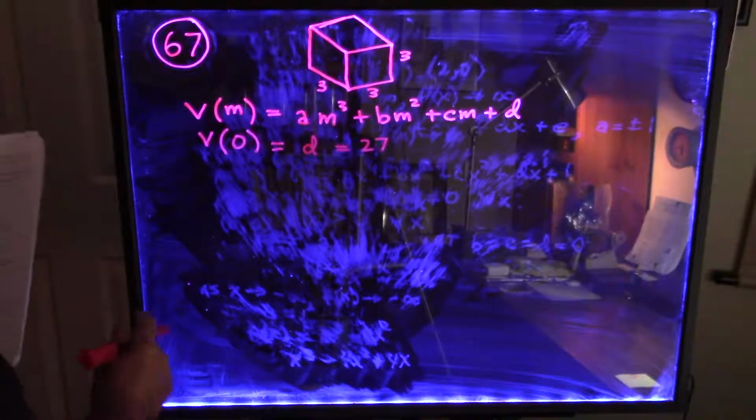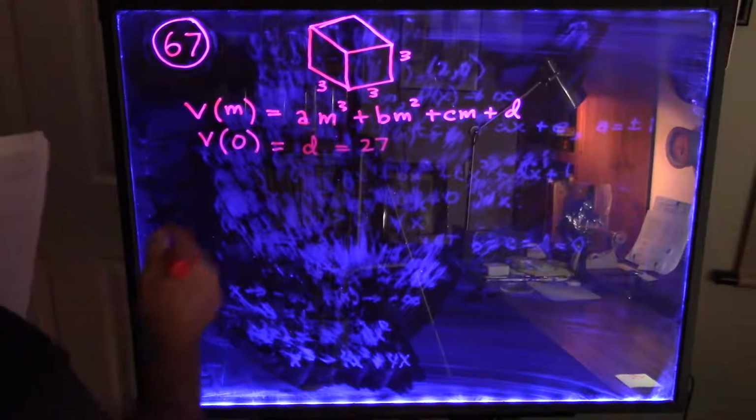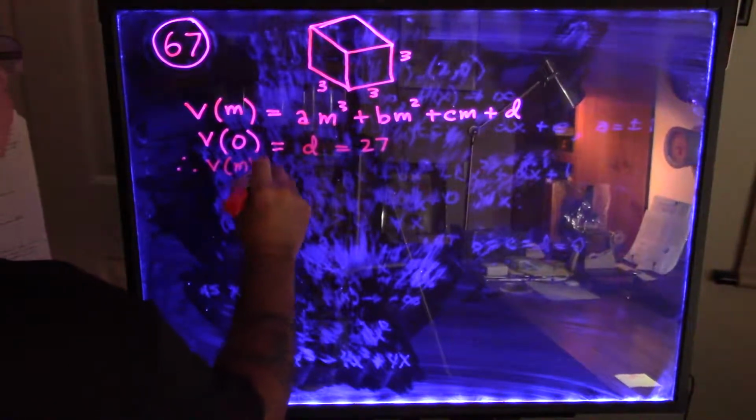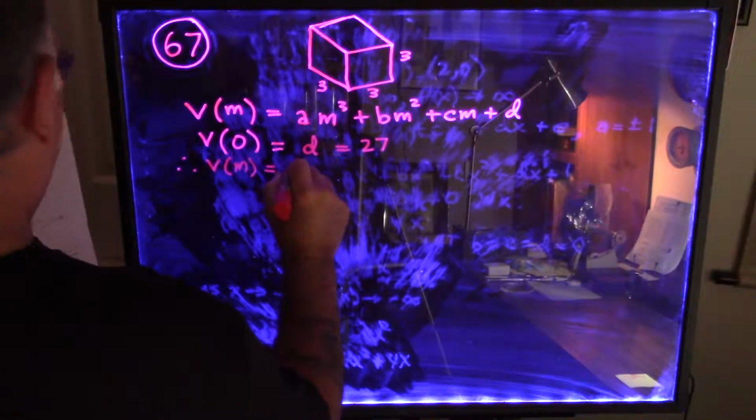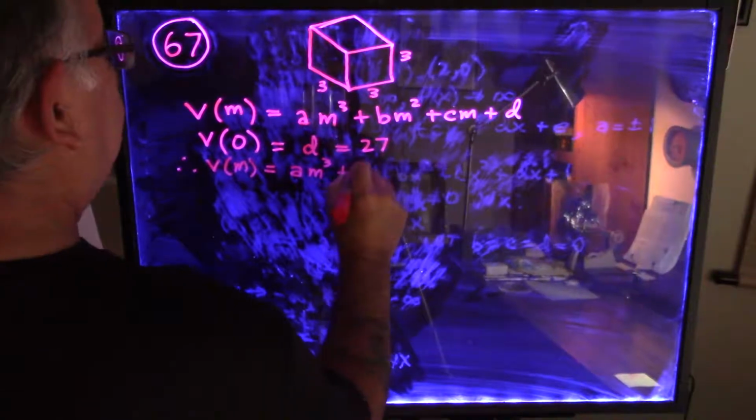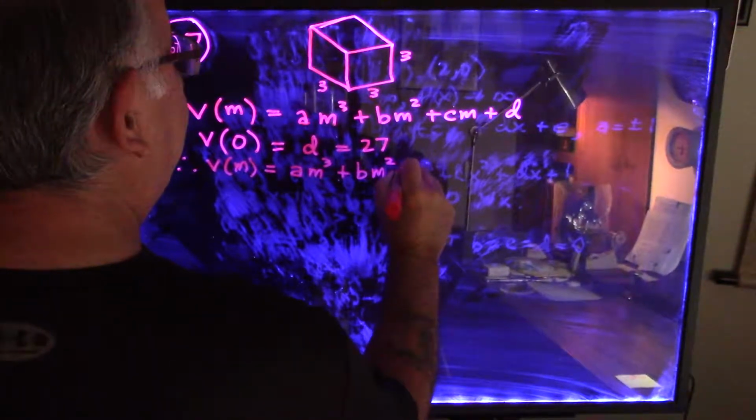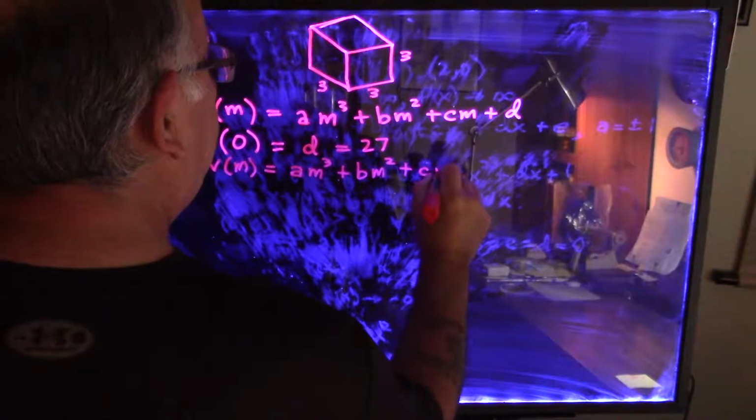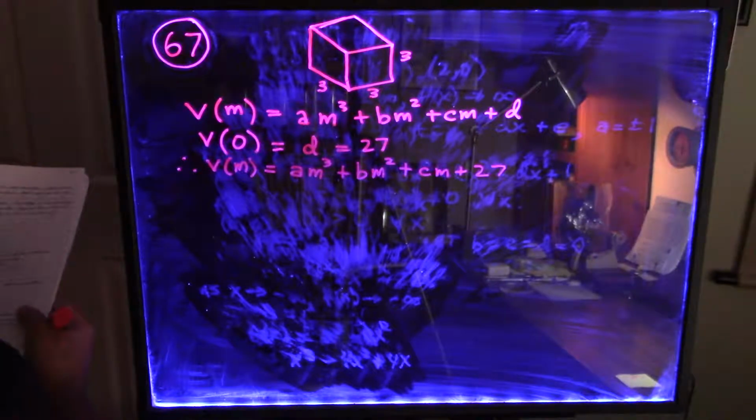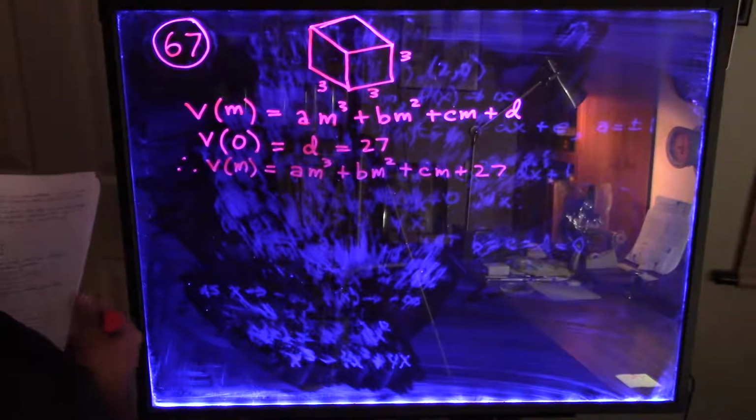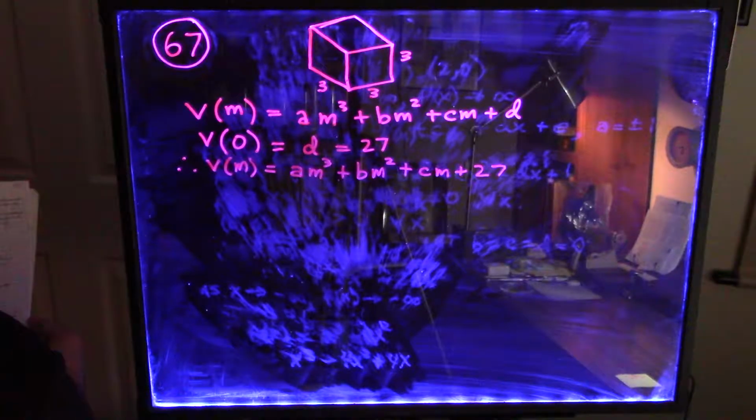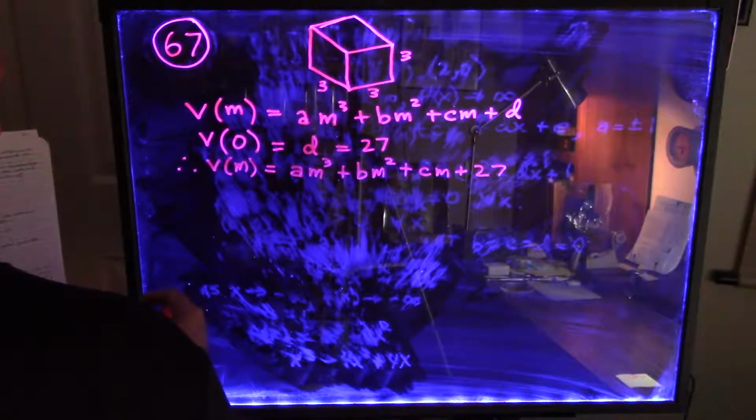Okay, so therefore V of m will equal a m cubed plus b m squared plus c m plus 27. Well, alright. That's not much, but it's something. It's better than a blank piece of paper or a blank board, right? So we've got something. We're making progress.